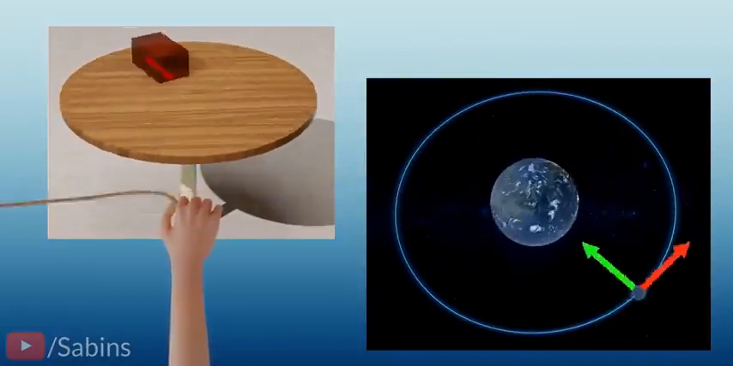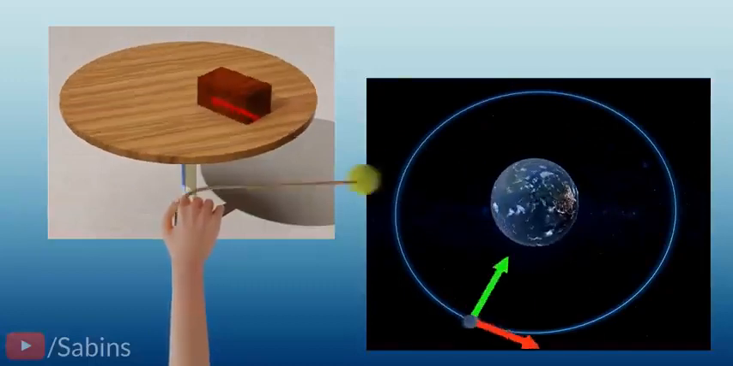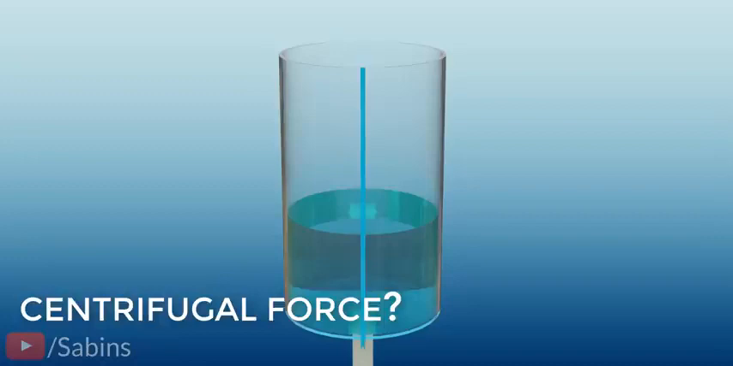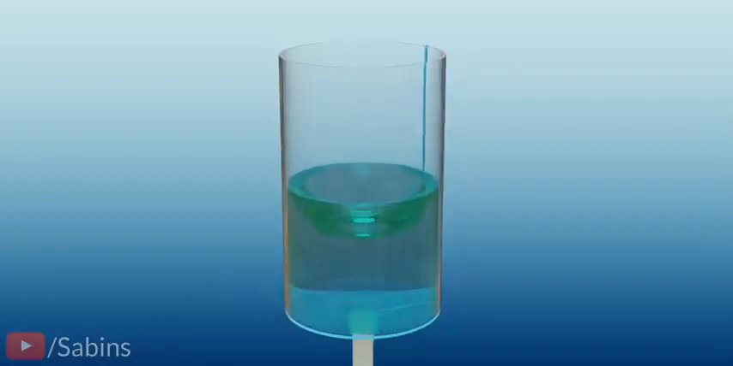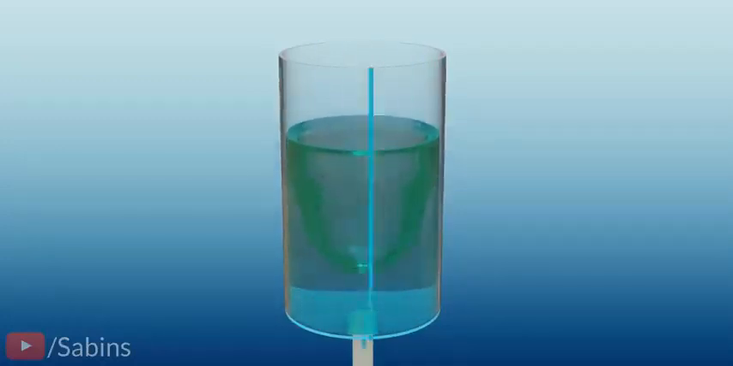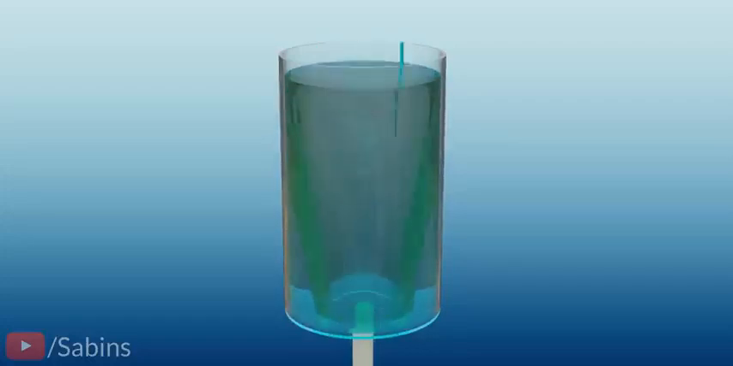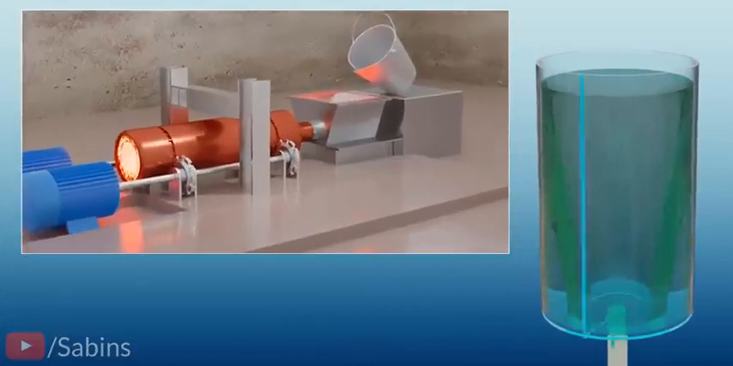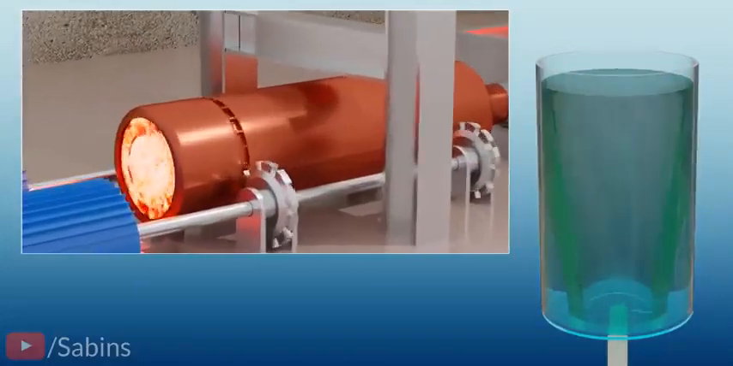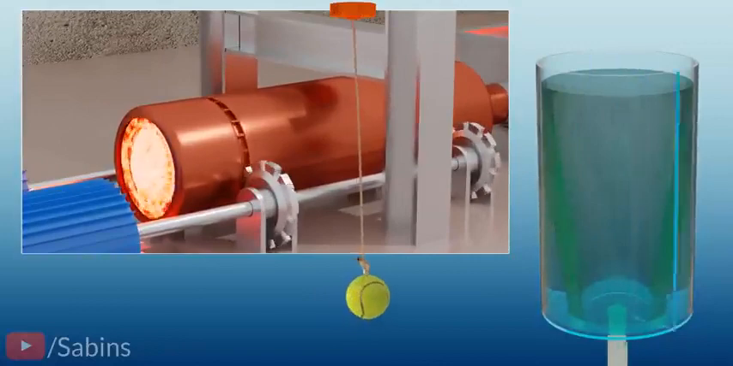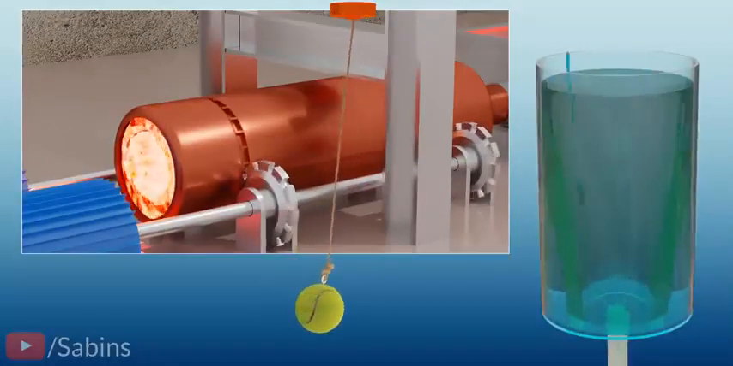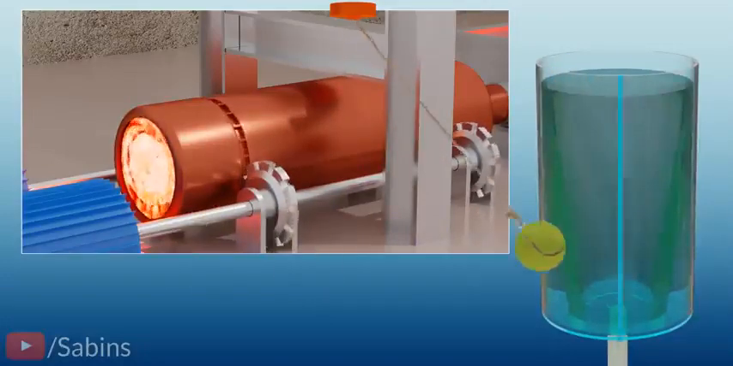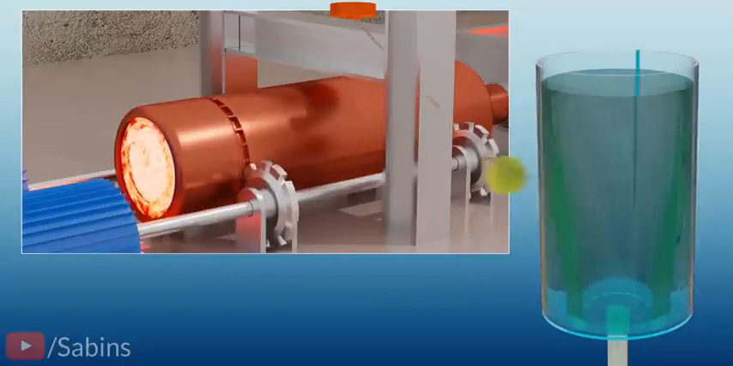Now that we've learned the concept of centripetal force, the big question is, what is centrifugal force? Consider these examples. When fluid spins in a beaker, as the speed of the beaker increases, the fluid flows outward. Similarly, in this centrifugal casting process, the molten metal always moves to the outer wall. As you increase the speed of this suspended ball, the ball also travels outward. Is there any force called a centrifugal force which is acting radially outward on a rotating object to move it outward?